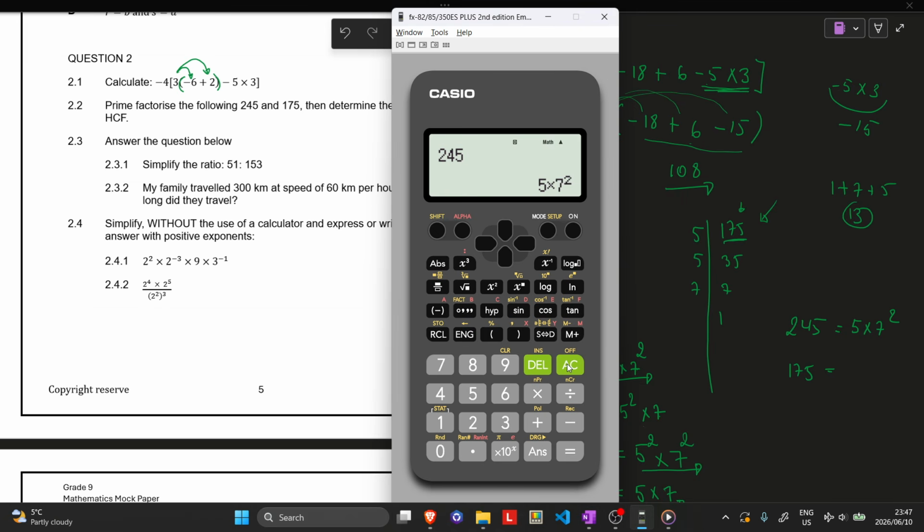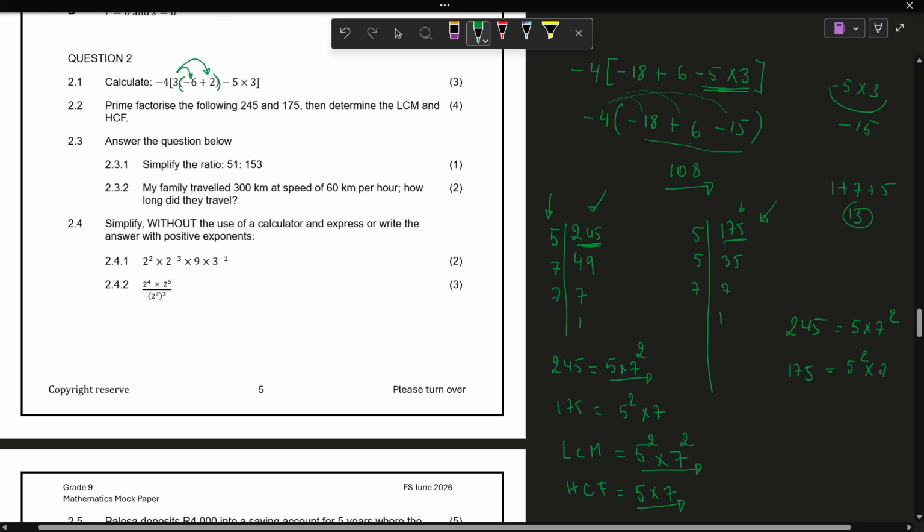So let's turn it off. Let's start. So we got 175, we press equals, and then we shift. We go to the fact, and there it is. So the answer is going to be 5 squared times 7. Okay, and from here it becomes easy for you to get the lowest common multiple. In the lowest common multiple, you want to name all the prime factors.